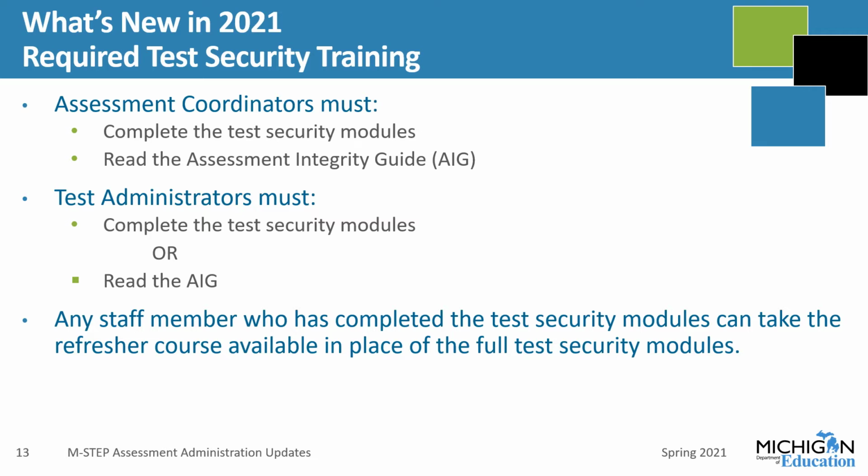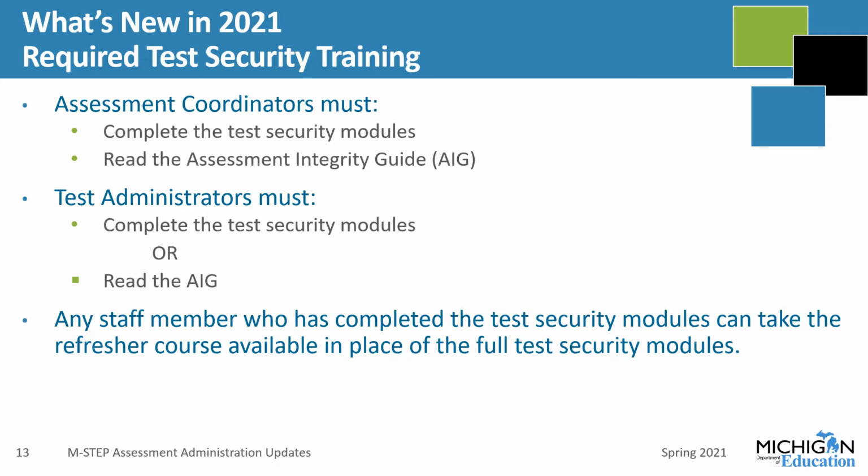There are updated requirements for test security training. These were also required last year, but I've kept it listed as new because it might be new for some folks, depending on where they were at in preparing for testing last year when it was canceled. Assessment coordinators are required to complete both the test security modules and read the Assessment Integrity Guide, or AIG. Test administrators have to do one of these: either complete the test security modules or read the AIG.